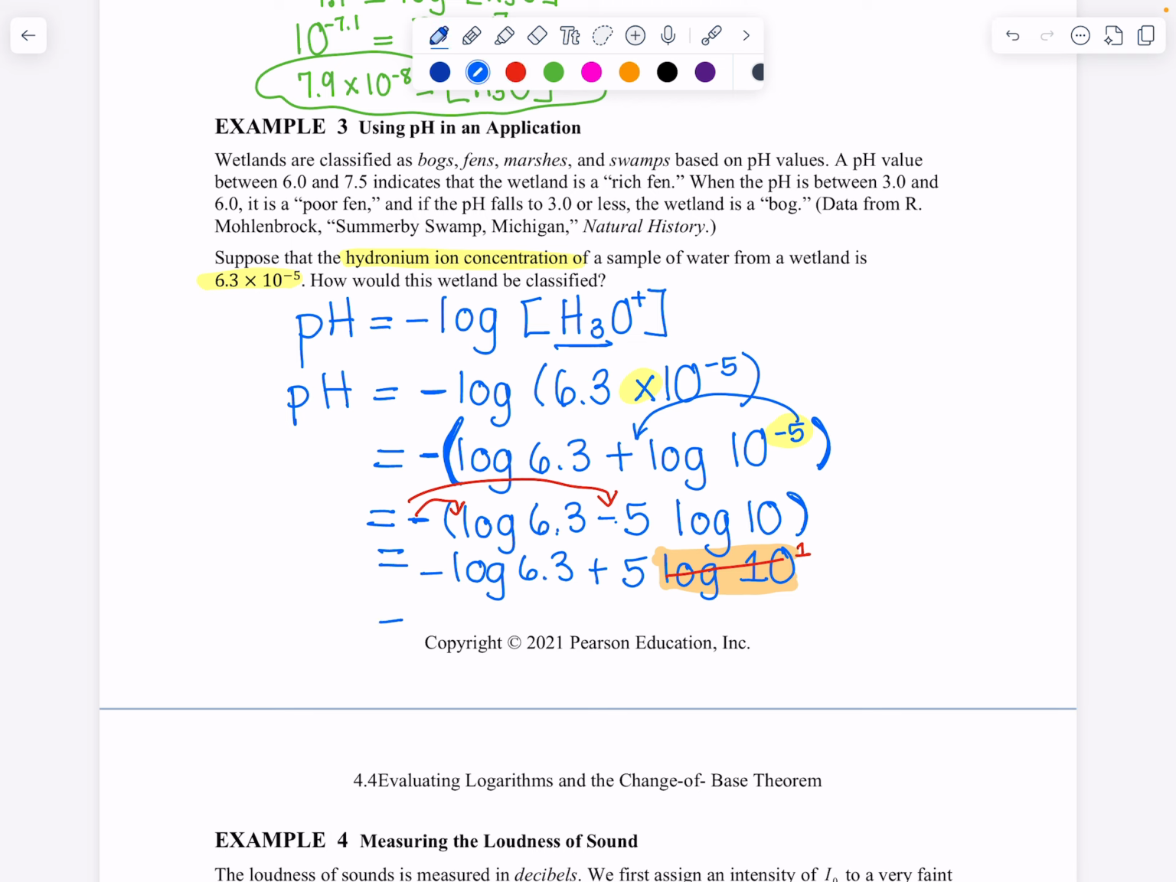So let me rewrite again: negative log 6.3 plus 5 times 1, right? And then we can simplify this as negative log 6.3 plus 5. Be careful how you type this in the calculator. Because when you type this in, you have to put the negative on the outside. Then you say log. Remember, log opens up with a parenthesis. Write the number in, but you have to close this parenthesis. You have to do that to get it to calculate correctly. And then do the plus 5.